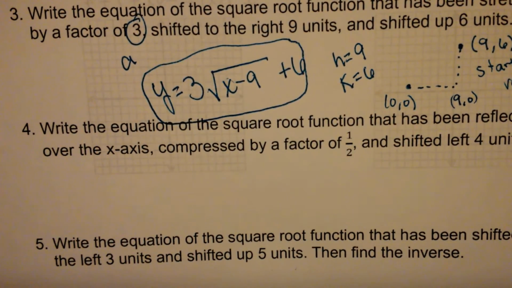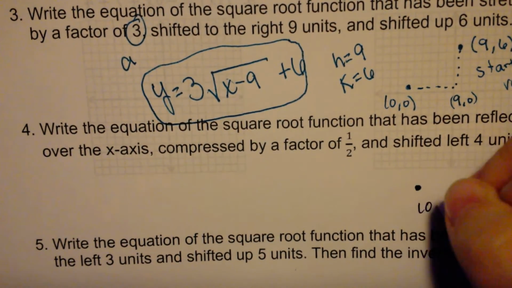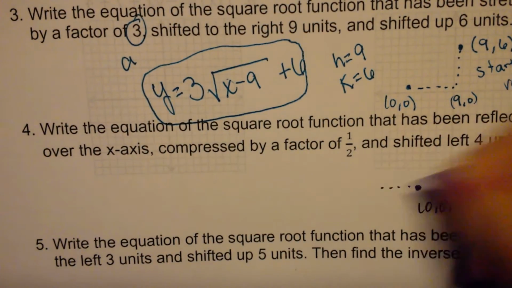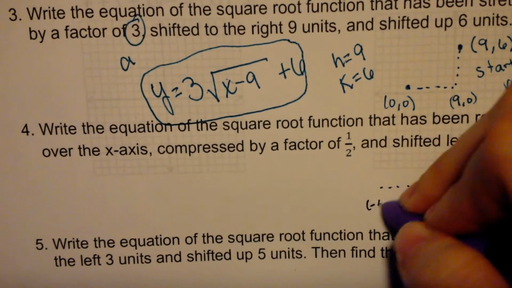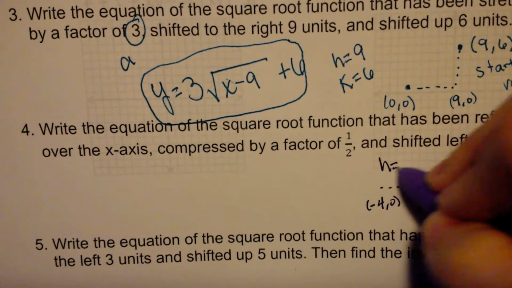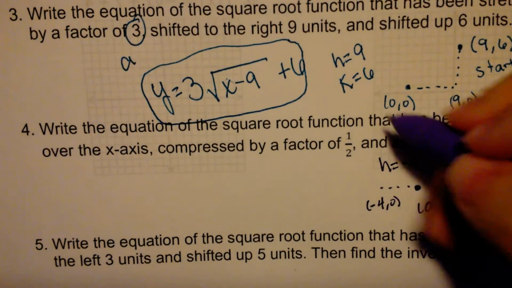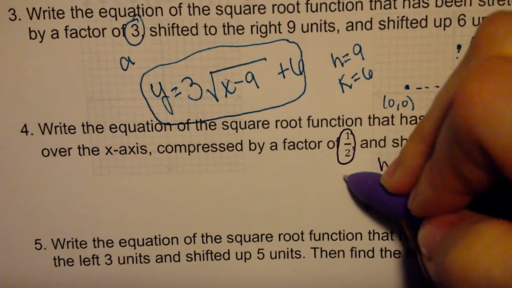So number 4 says it has been reflected over the x-axis, compressed by a factor of 1/2, and shifted left 4 units. So it should have started at the origin (0, 0), but it went left 4. So now it's at the point (-4, 0). So h is -4, k is 0. And that factor of 1/2 tells me a.